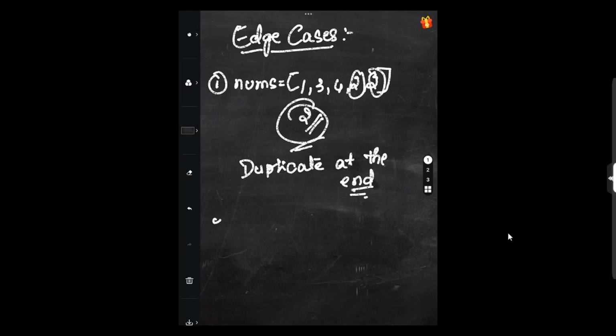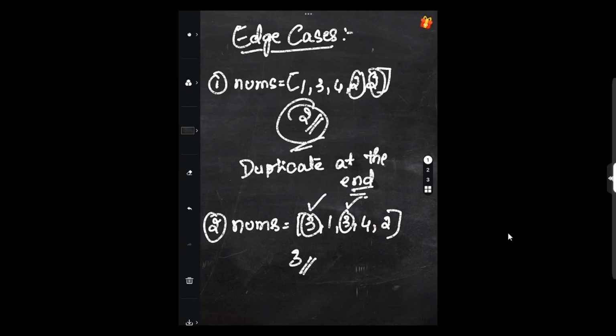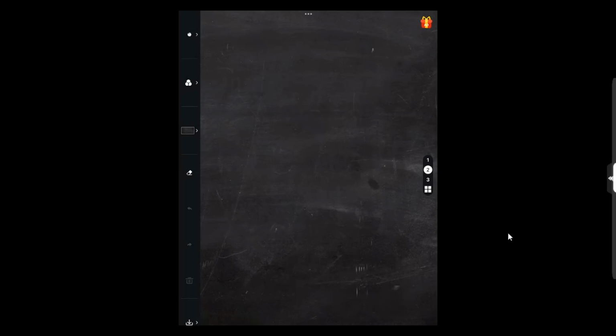Right? Let's move on with the second edge case, duplicate in the middle. Let me give here nums 3, 1, 3, 4, 2. Here we have the duplicate in the middle, right? The same number 3. So the output will be 3 here. The duplicate appears in the middle of the array and the cycle detection works here, right? So the output will be 3. So this is for the condition duplicates in the middle. So let's move on with the third edge case now.